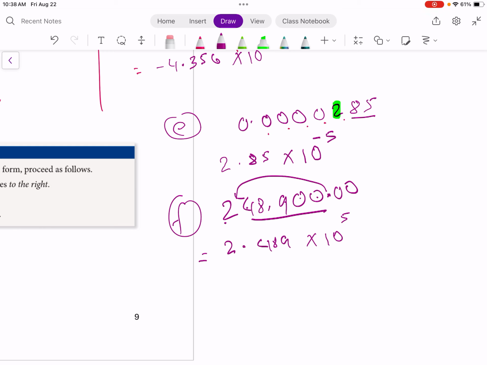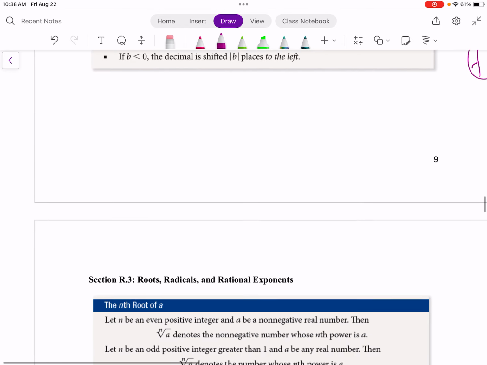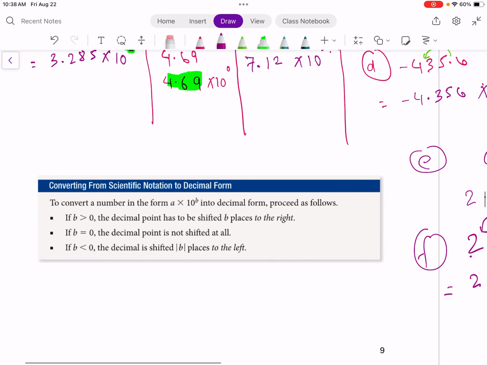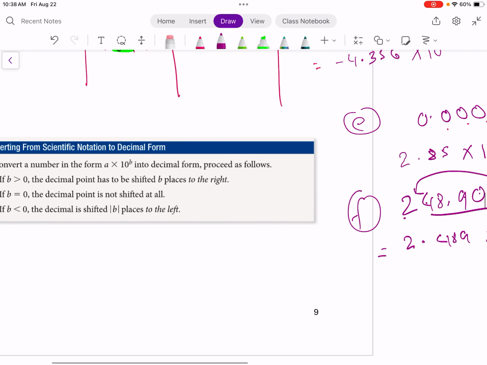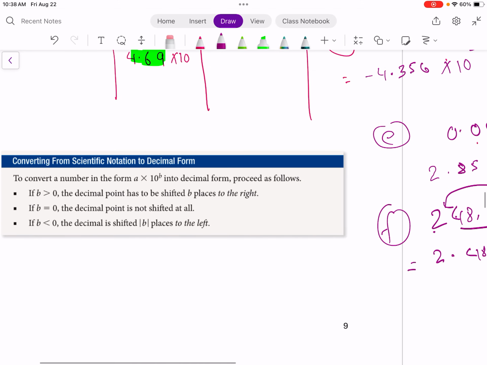Do you have any question up to here? Now I think this is all about this section.